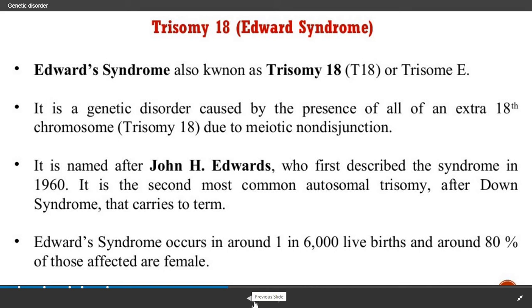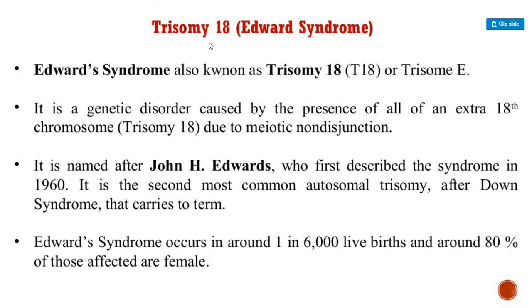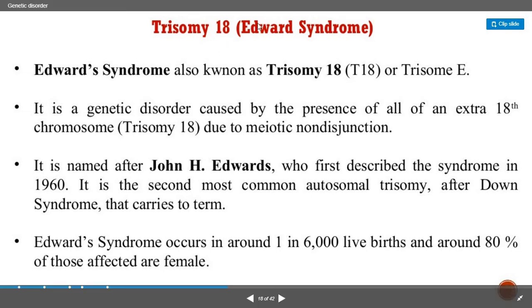Good morning students. Now in this session we will see the second example of trisomy, that is the Edwards syndrome. It is also referred to as trisomy 18. Why is it given this name? Because at the 18th chromosome there are 3 chromosomes present as compared to the normal 2. In the normal case 2 chromosomes are present, but in Edwards syndrome 3 chromosomes are present.